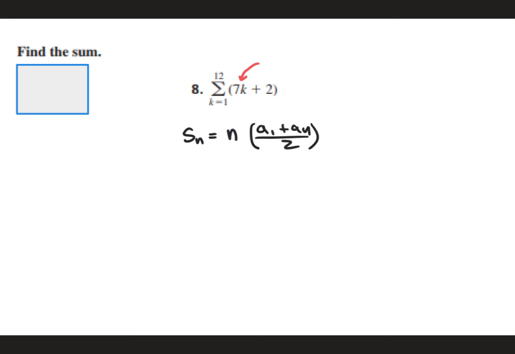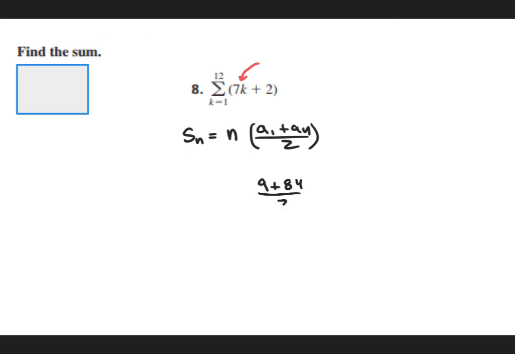We can take our first term. We can find our first term here. We're going to take this 1, plug it in. 1 times 7 is 7. 7 plus 2 is 9. So we'll go ahead and change that to a 9 plus. And then we can get our, in this case, 12th term. So we'll say 12 times 7. 12 times 7 is 84. So plus 84.